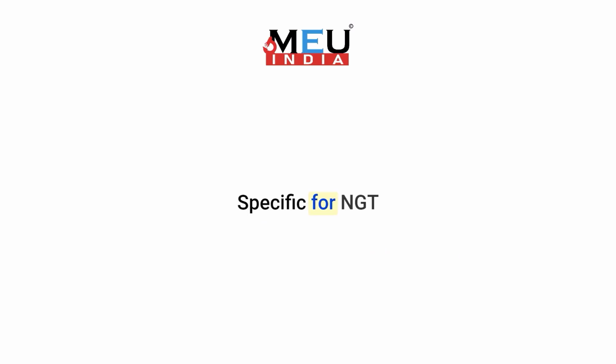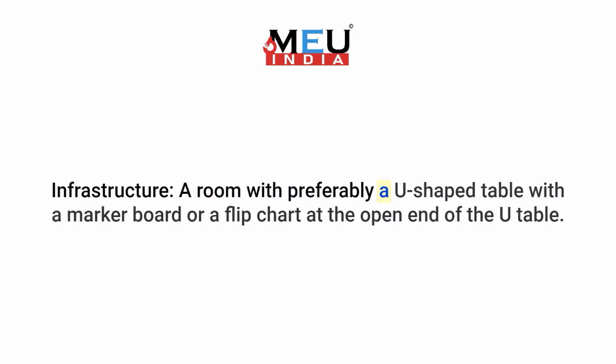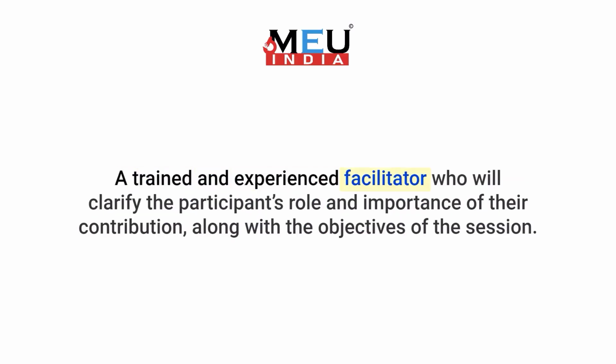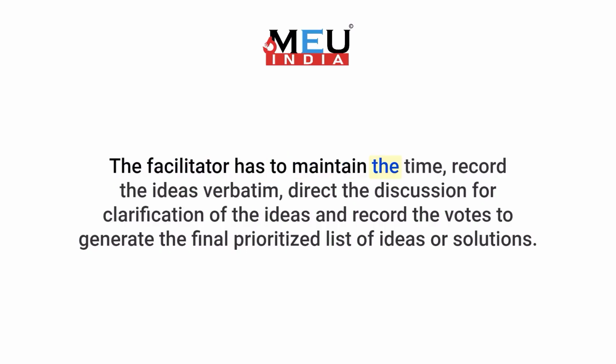6. Specific for NGT. Infrastructure: a room with preferably a U-shaped table with a marker board or a flip chart at the open end of the U table. Marker pens, paper and pens for each participant, index cards for voting. A trained and experienced facilitator who will clarify the participants' role and importance of their contribution along with the objectives of the session. The facilitator has to maintain the time, record the ideas verbatim, direct the discussion for clarification of the ideas, and record the votes to generate the final prioritized list of ideas or solutions.